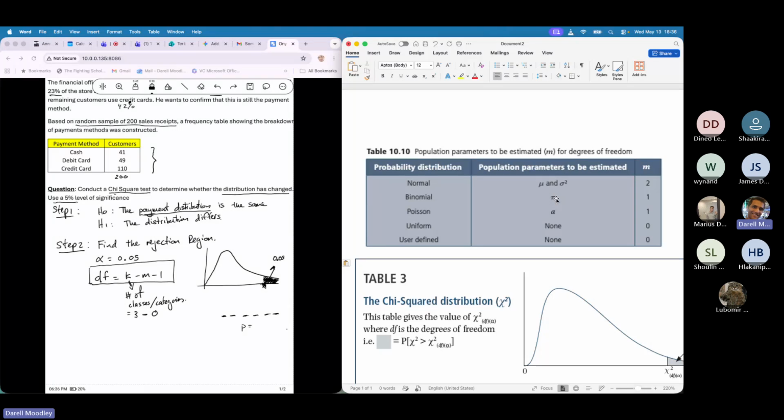So it's only one parameter. That's why your M is 1 for the binomial distribution. And it's the same for the Poisson. There's only one parameter, which is the mean, that you have to know. You can't guess it. All right. So that's just basically a breakdown of what M is.